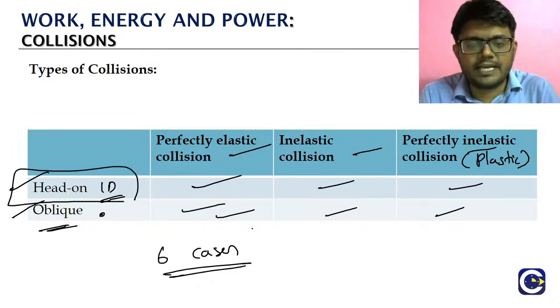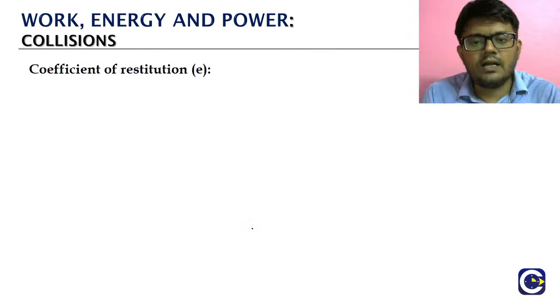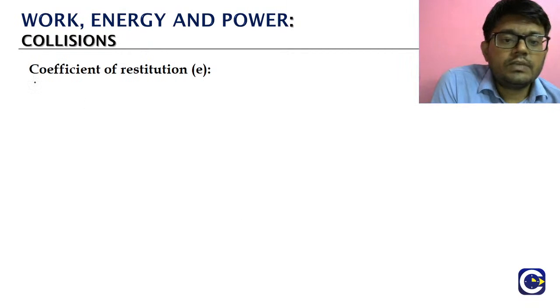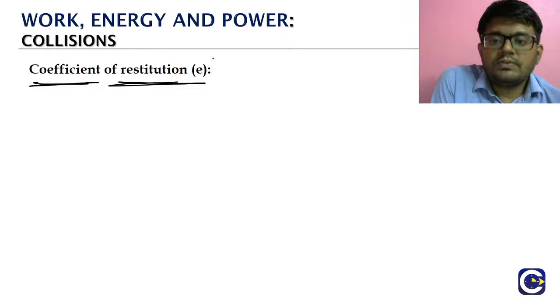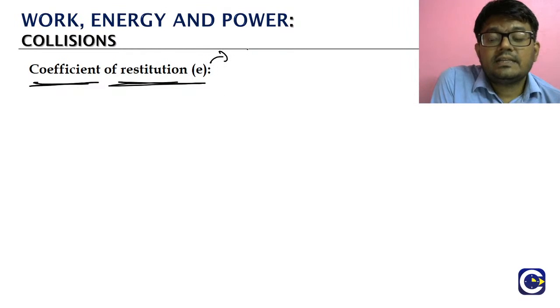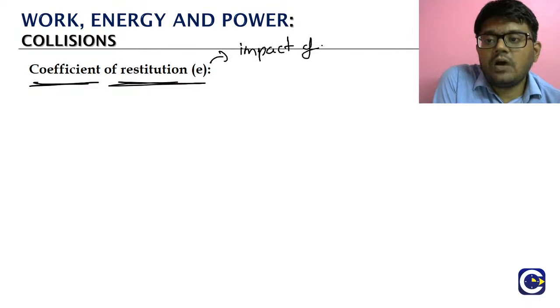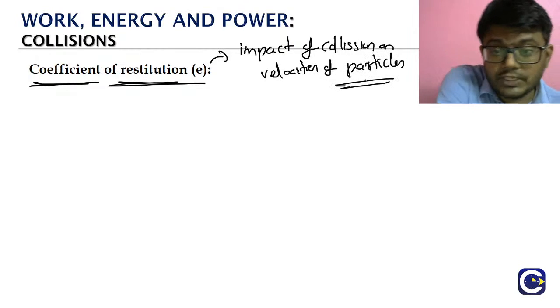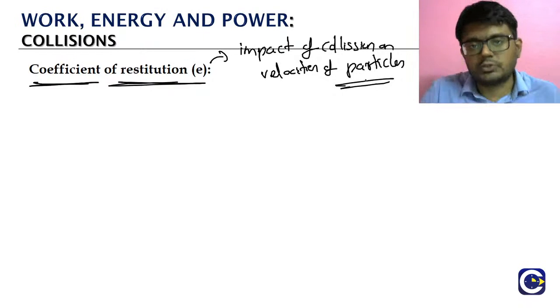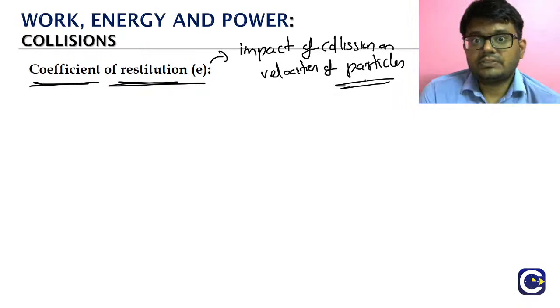But before we go there, we will discuss one important quantity, which is called the coefficient of restitution. Coefficient of restitution is a parameter that tells us what is the impact of collision on velocities of particles. So we'll say it tells us what is the impact of collision, or what is the impact of the impulsive forces on the velocities of the particles.